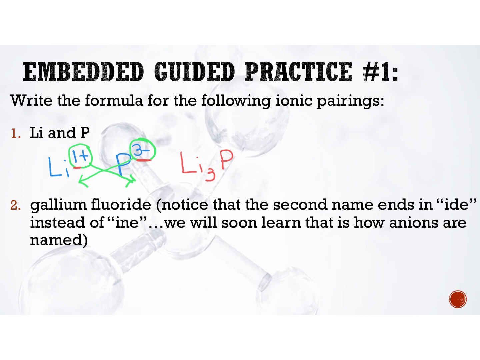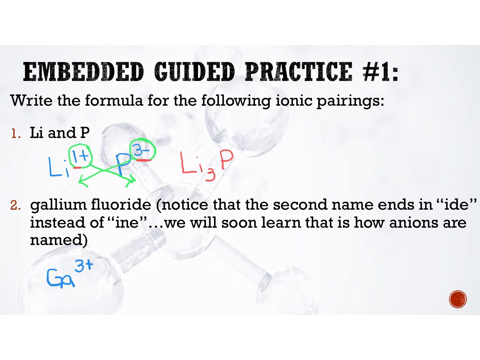When I look at gallium, gallium has a symbol of Ga. It is found in 3A, so it has 3 valence electrons. In order to satisfy the octet rule, gallium is going to lose those 3 valence electrons, and it's going to gain a 3 plus charge.